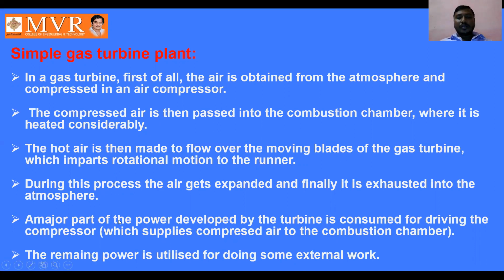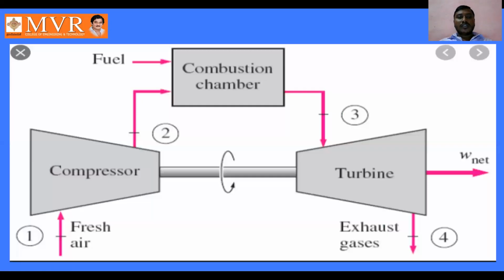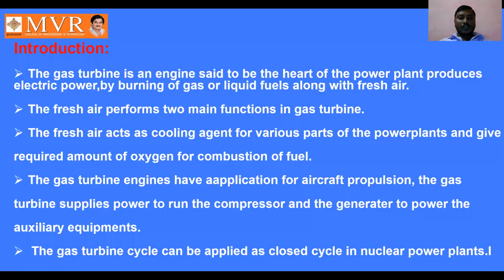A major part of the power developed by the turbine is consumed for driving the compressor. The remaining power is utilized for doing some external work, which I have shown you in the diagram: the fresh air enters into the compressor and heat is supplied here. The combustion takes place and the gas is sent to the turbine, and this turbine gives some work output. And the hot exhaust gases are dispersed into the atmosphere.